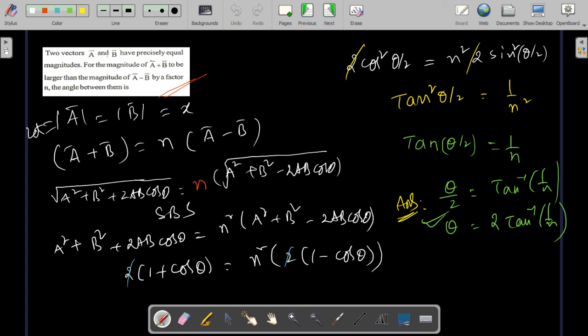In the next section, we will try to see some interesting cases, level 2 problems over the vectors.